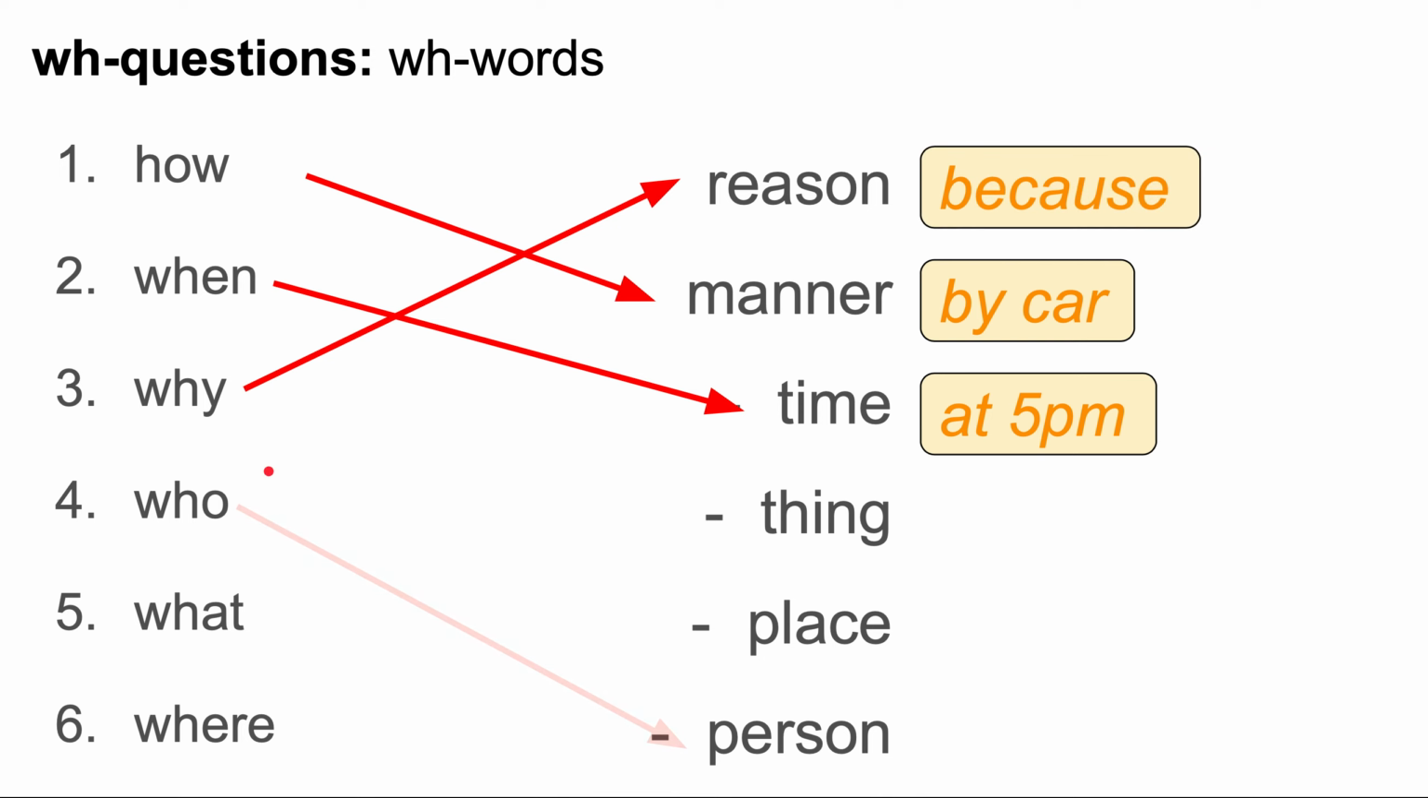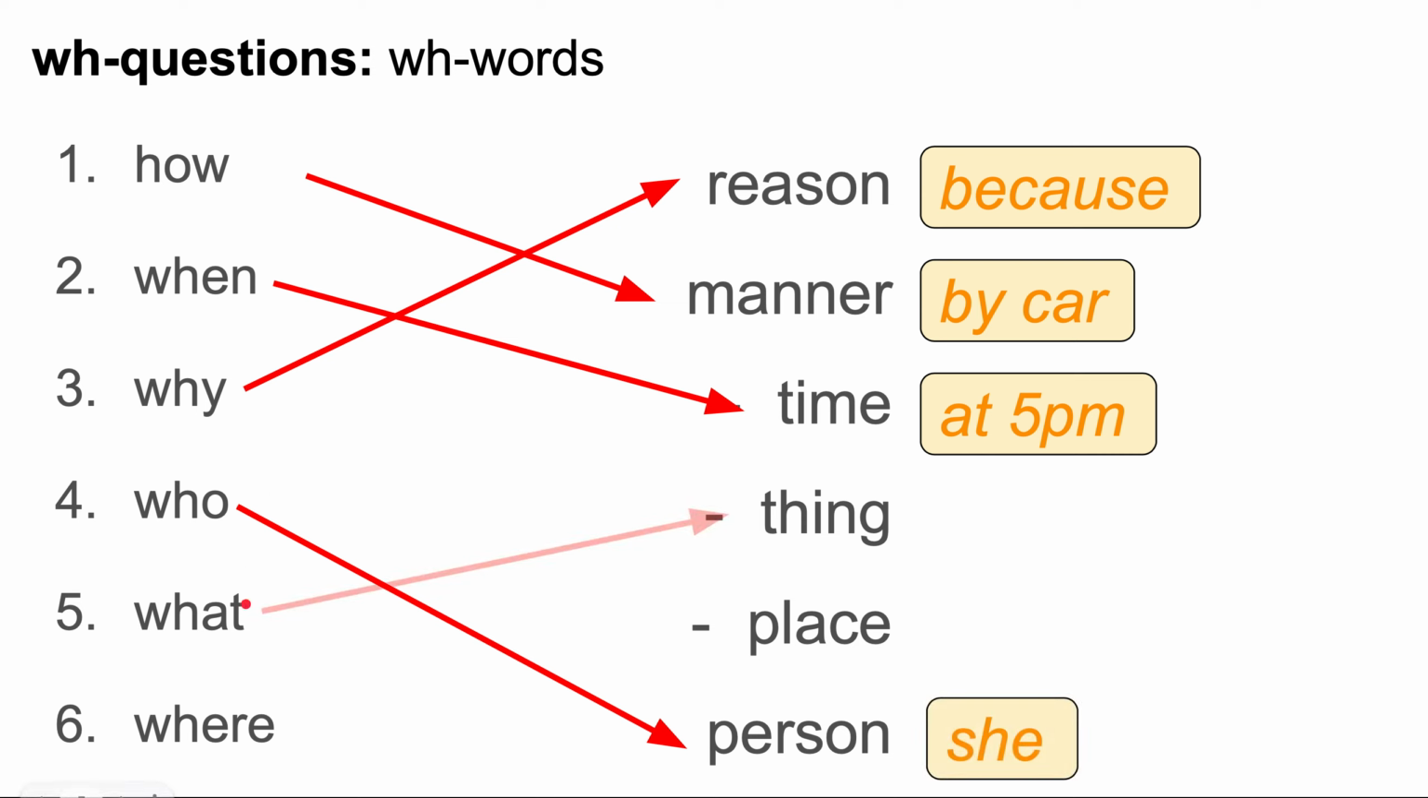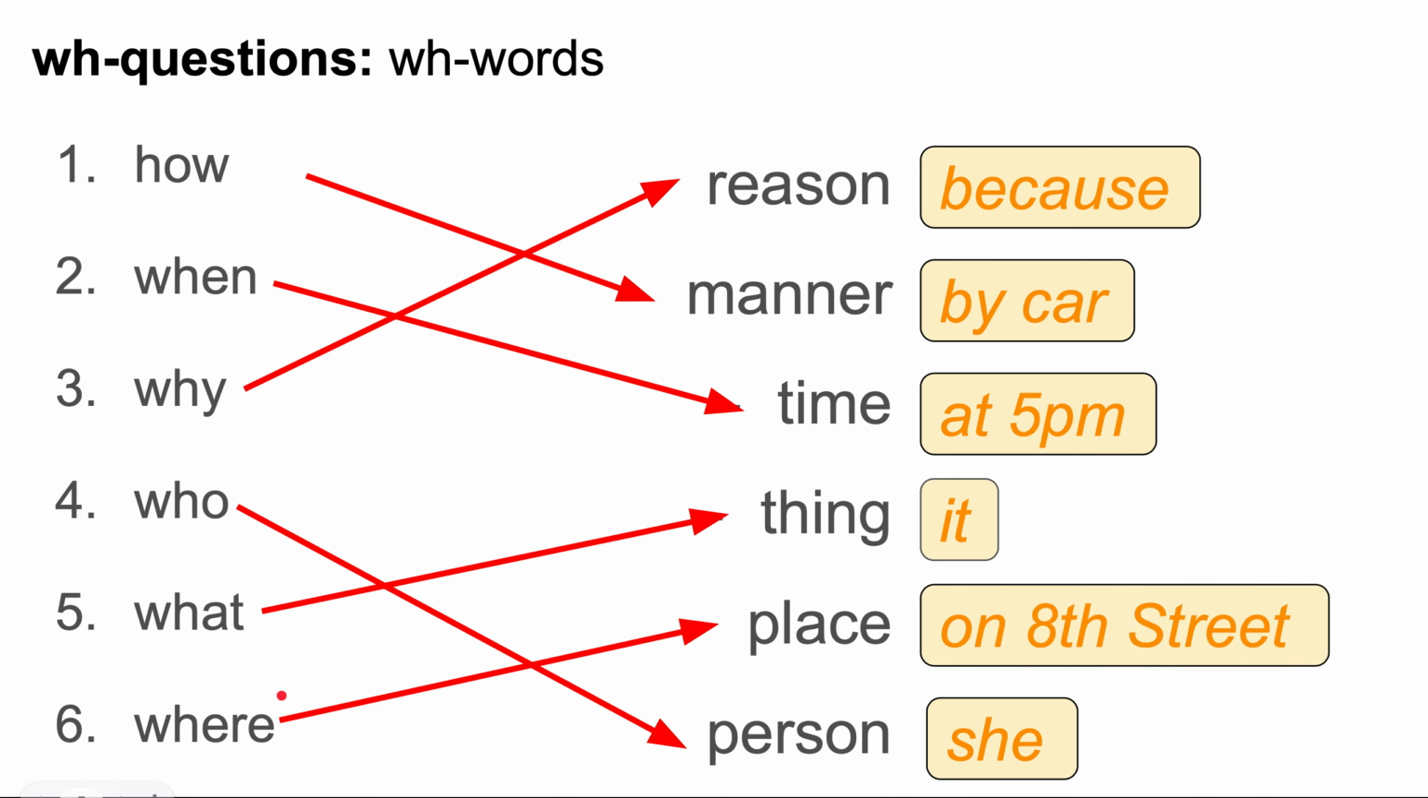We use who for people, for person. Who is Nancy? She is Nancy. We use what for things. What is an apple? It is. And we use where for places. Where is the museum? On 8th Street.